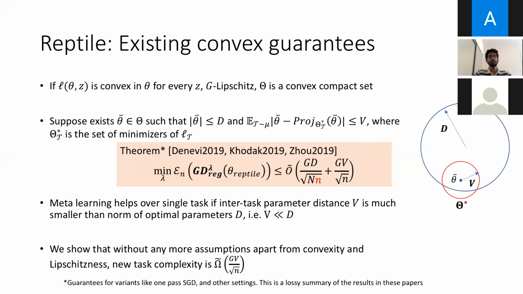And in our work, we actually show that without any more assumptions apart from convexity and Lipschitzness, this sample complexity of GV over square root n is almost tight. In other words, you can actually construct a meta learning instance with certain specific convex losses for which you can show that a new task will require these many samples. Yeah, so any questions about the existing convex results?